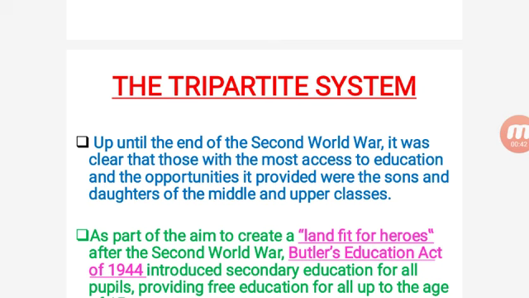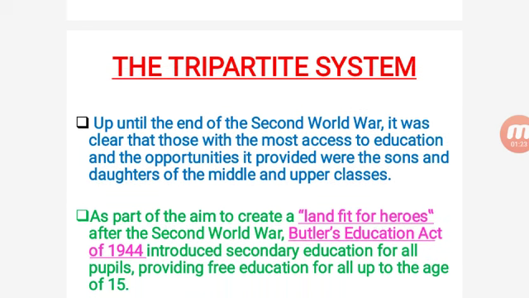After the end of the Second World War, it was clear that those with the least access to education, either the working class or the middle class, should be given ample opportunity to get an education. As part of the aim to create a land fit for heroes, for character building, for creating well-educated men in future, they introduced this act after the Second World War, that is Butler's Education Act. It was specially introduced for secondary education for all pupils, providing free education up to the age of 15.